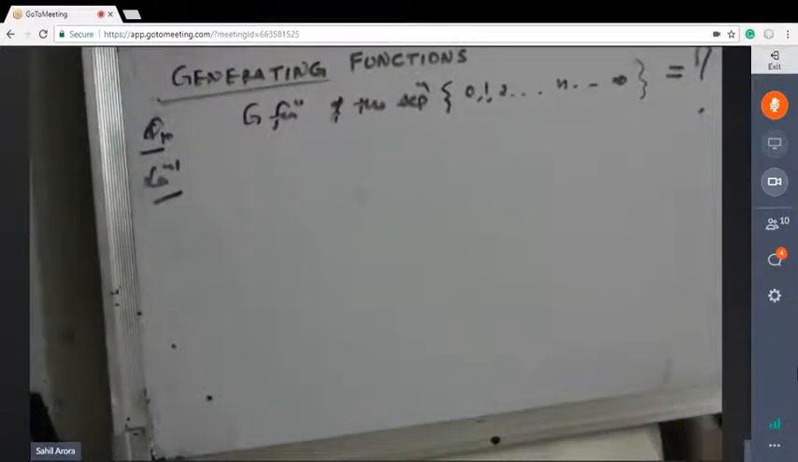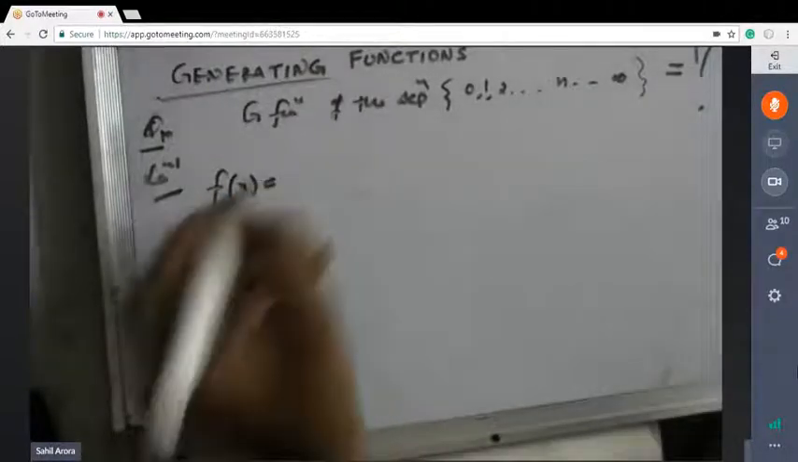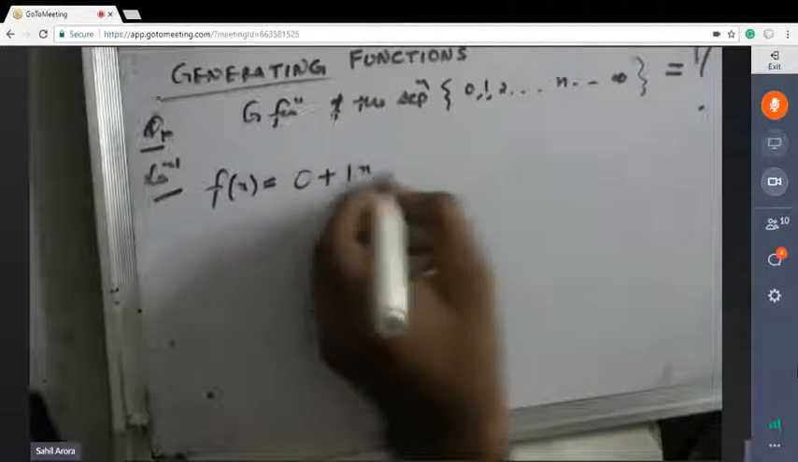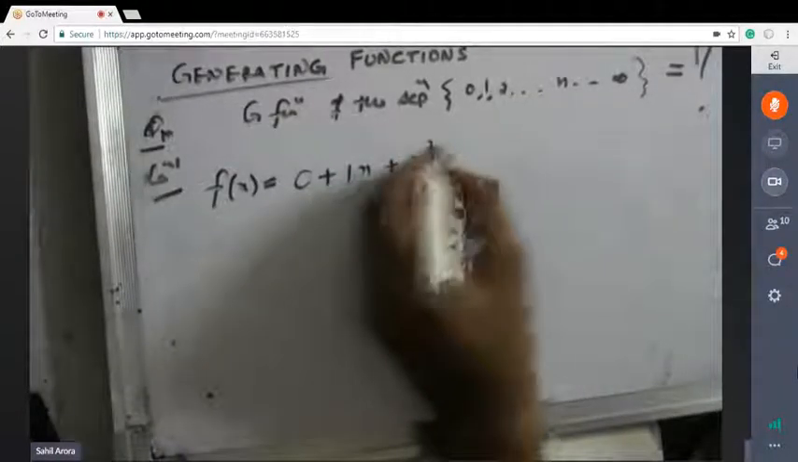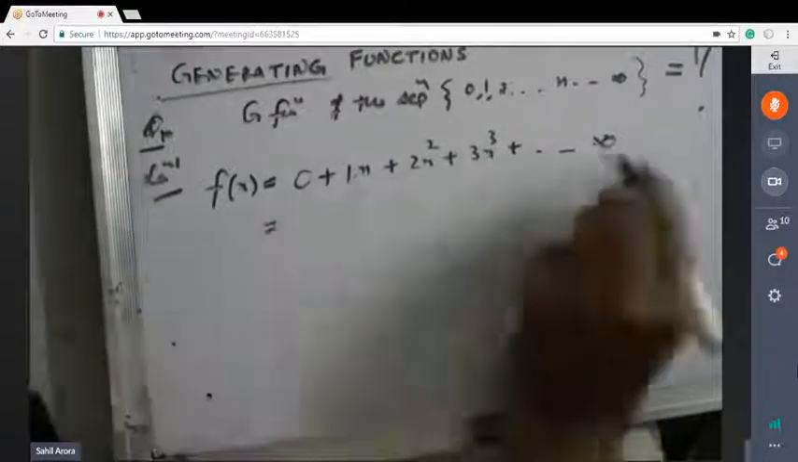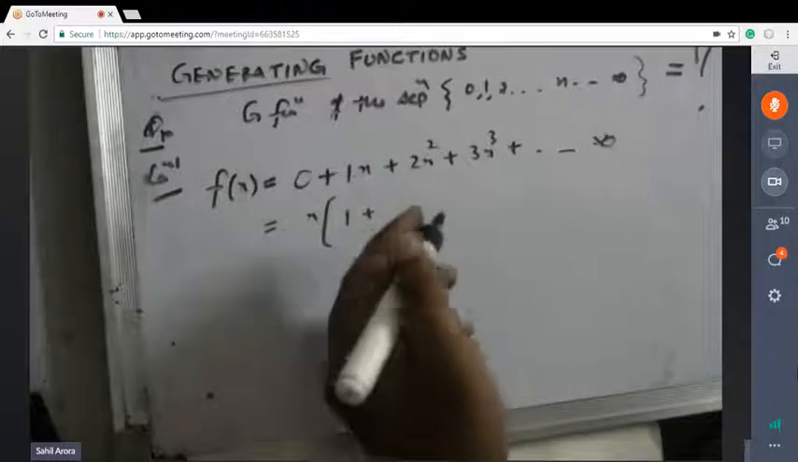Anybody can try and tell me the approach of solving this part? See, this is very simple, right? So let's solve simply. Let's say the generating function is f of x. Write the first term as it is. Now 1 into x, 2 into x square, 3 into x cube, and so on up to infinite. If you see here, if you take x common from this, it will become 1, or you can directly do it also if you want.